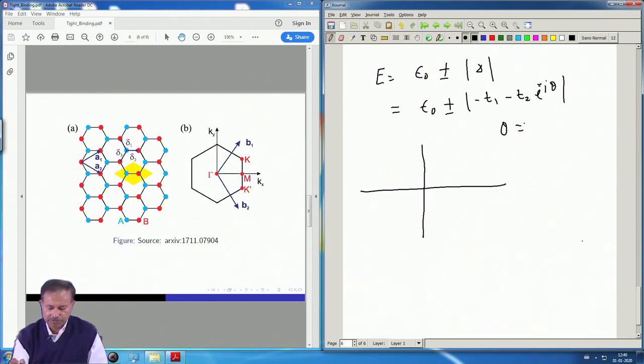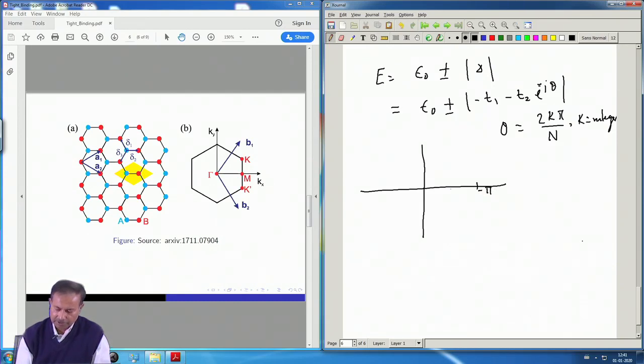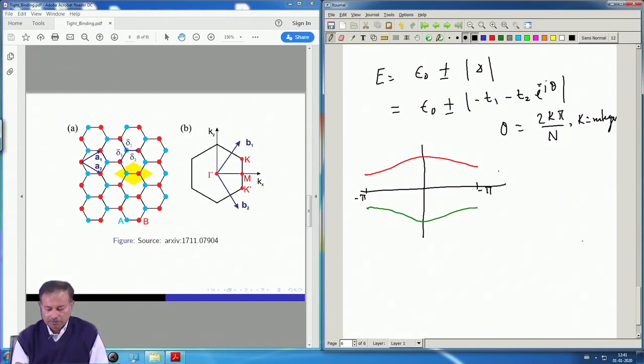Remember, theta is again, by periodic boundary condition, some k pi by n, and that k will be an integer. Again, the Brillouin zone is minus pi by a to plus pi by a, and a was taken to be 1. So, minus pi to plus pi, and you will find that you have two energy bands because of this plus minus. You have two solutions, one is this and the other is this. So, these are the E plus and E minus solutions.